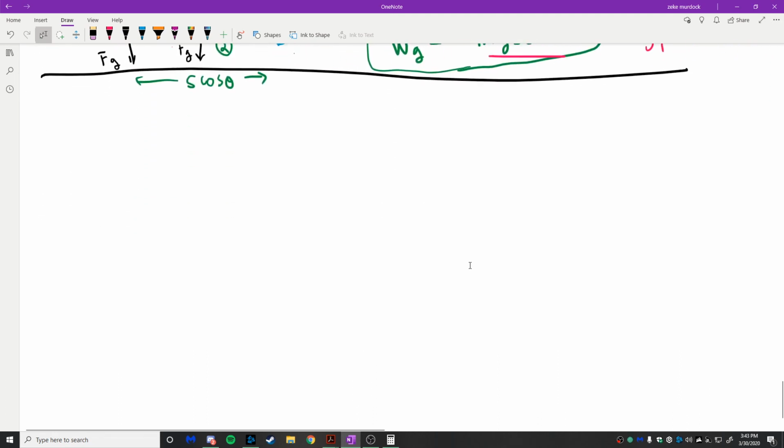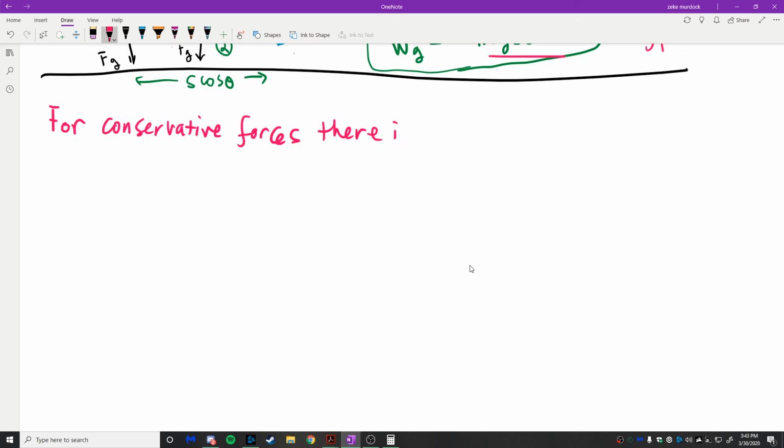All right. What I want to do now is to develop, for conservative forces in particular, something we can write down called the potential energy. For conservative forces, there's always a potential energy, okay? And the way that we define it is kind of like this.